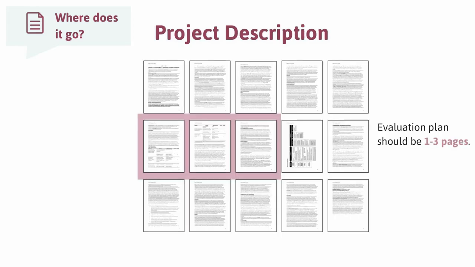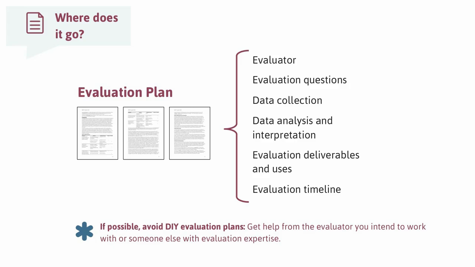Of the 15-page project description, about 1 to 3 pages should be dedicated to evaluation. I typically suggest about a page and a half, unless you have really good reasons for that to be longer or shorter. So in this small space, you should identify your evaluator, what the evaluation questions will be, what data will be collected and how it will be used to answer the evaluation questions, and what types of evaluation reports or other deliverables will be prepared and when.